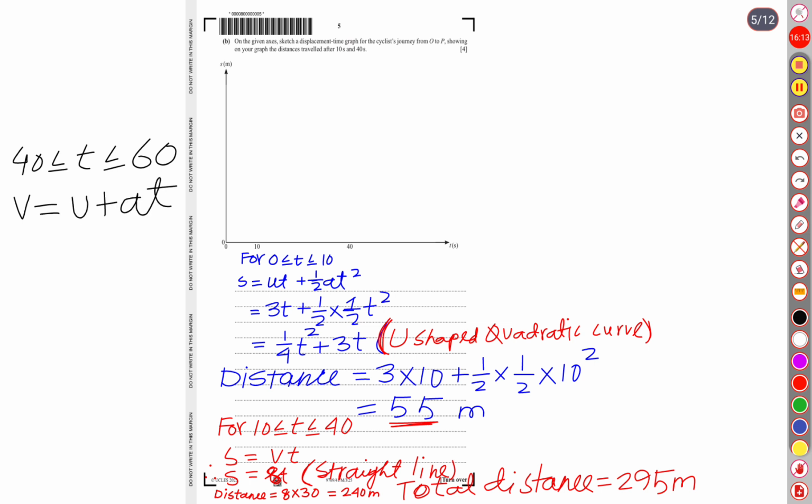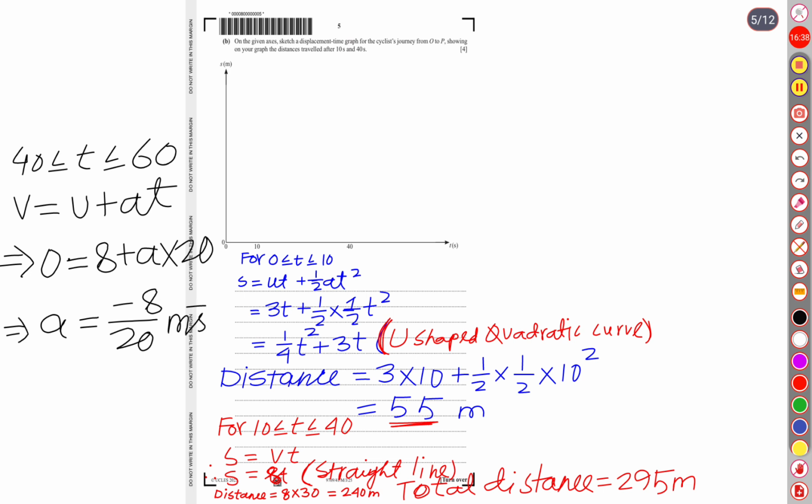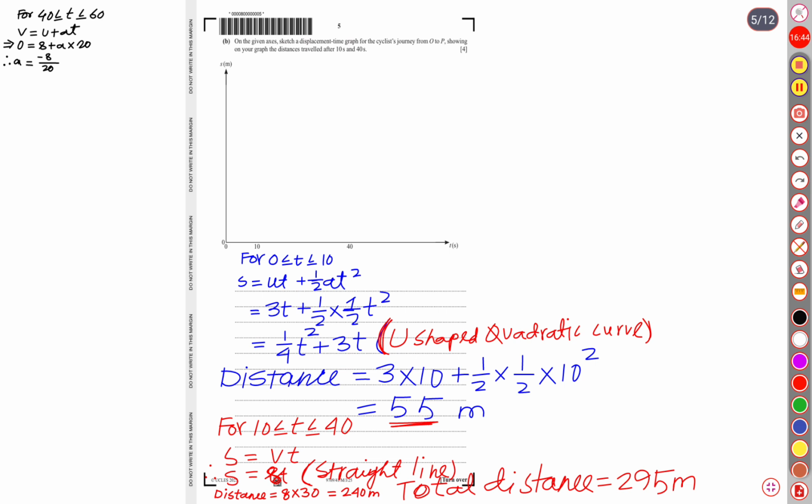Okay. So final velocity, he came to rest. So final velocity is 0. Initial velocity was 8 because from 8 it was coming downward, and acceleration is to be obtained and time was 20. Already we know that this is 20. So our a is going to be negative 8 over 20 meter per second square. This is our acceleration.